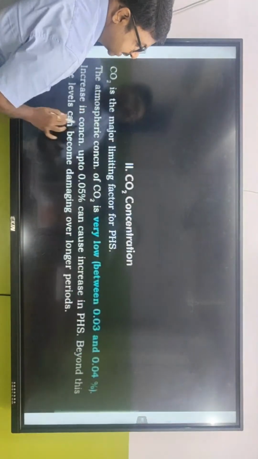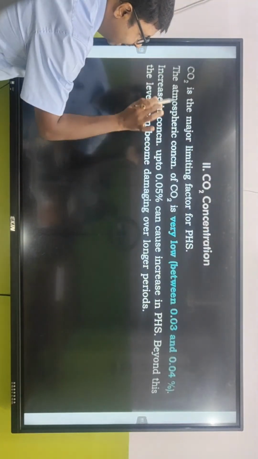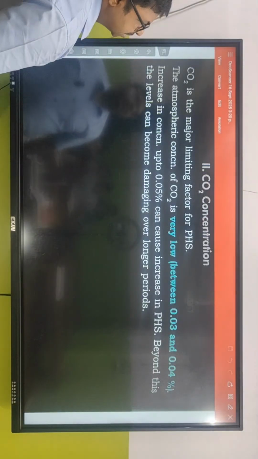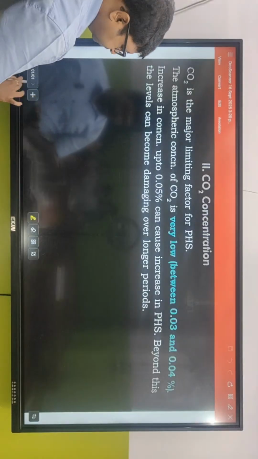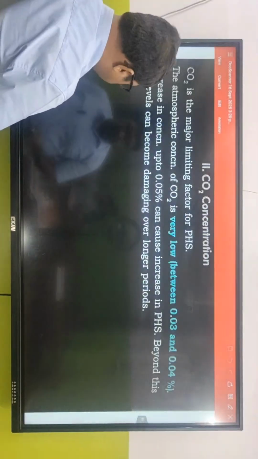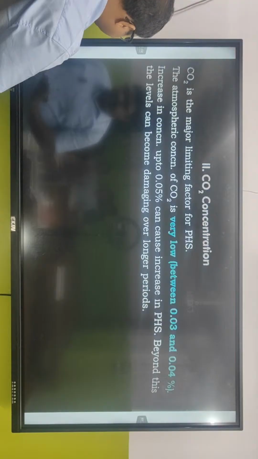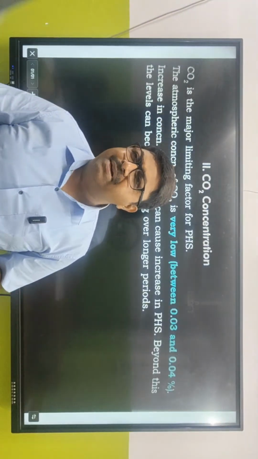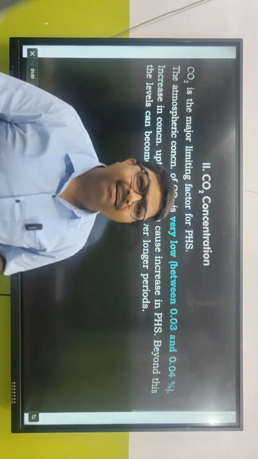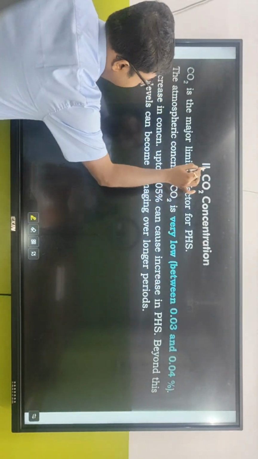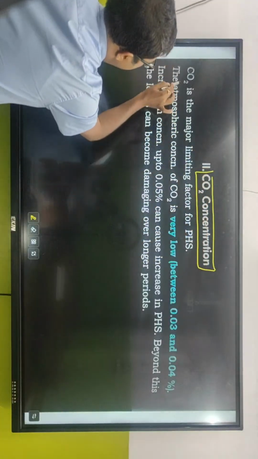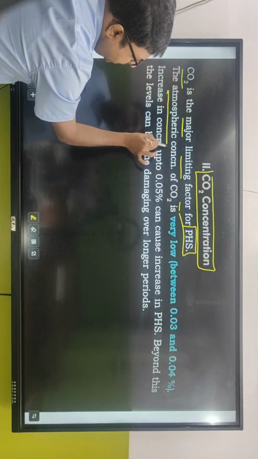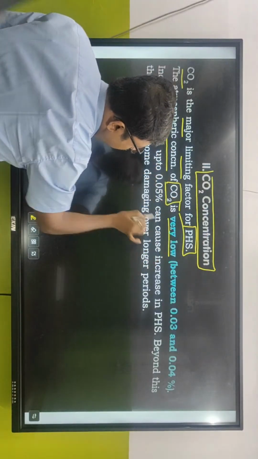So we have got the idea about light. At low intensity, photosynthesis increases with the incident light rate, but at higher light intensity, saturation comes in. Okay, the next one is carbon dioxide concentration, which is very important because this is the main limiting factor. Carbon dioxide is a major limiting factor for photosynthesis. The atmospheric concentration of carbon dioxide is very low. What is that?